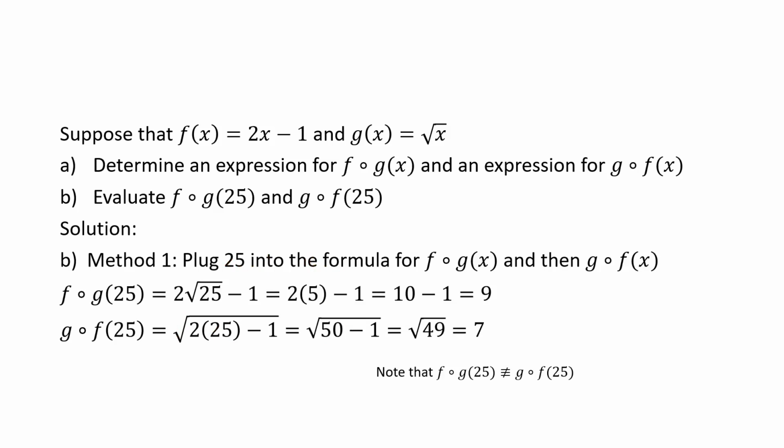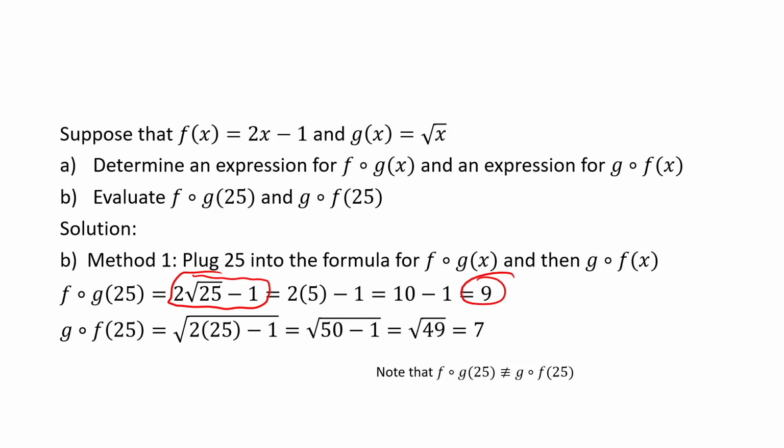Now method 2 asks us to figure out f of g of 25 and g of f of 25. Well, we have an expression for f of g of x, so finding out f of g of 25 is just a matter of plugging in 25 for the x in that expression. So instead of saying 2 root x minus 1, we say 2 root 25 minus 1. Well, root of 25 is 5, so 2 times 5 minus 1 is 9. So f of g of 25 is 9.